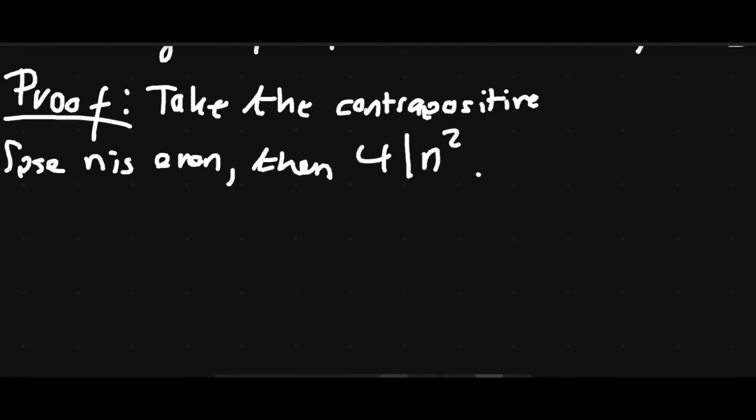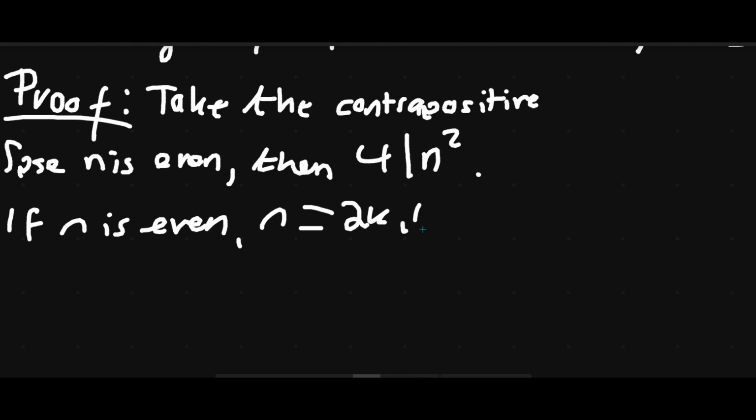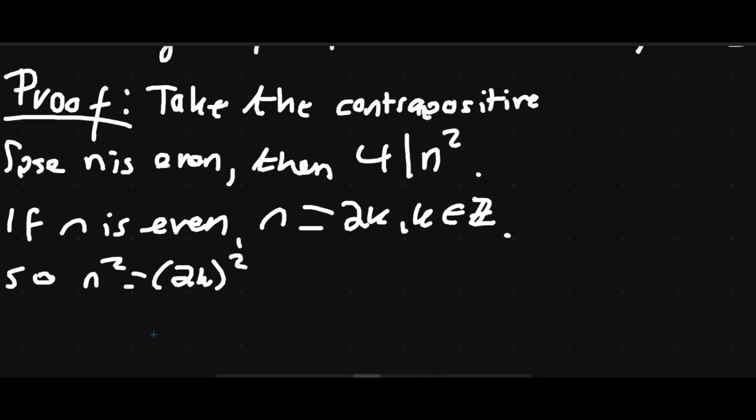If n is even, this means that n equals 2k, where k is an integer. So n squared is simply going to be (2k) squared, which equals 4k squared.